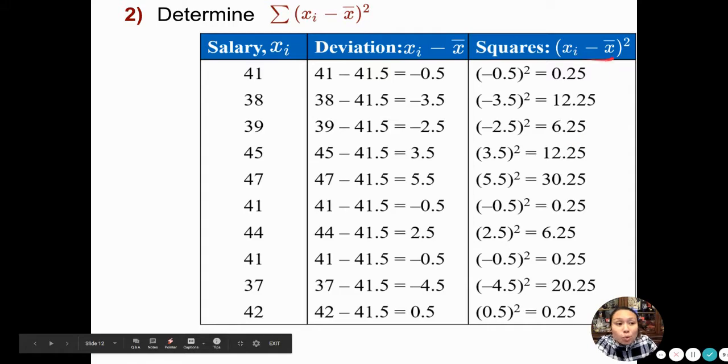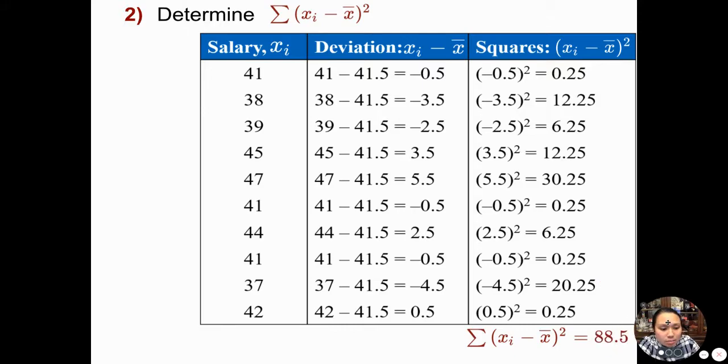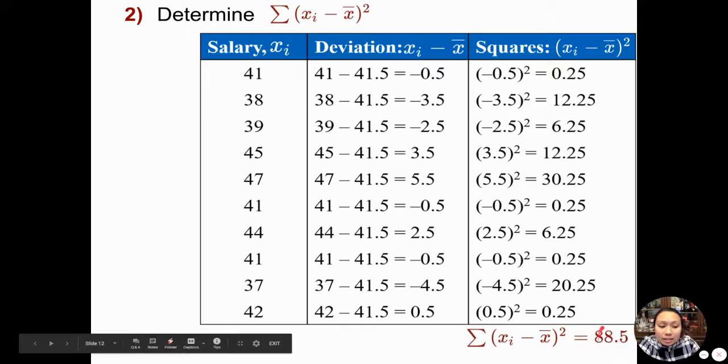Once we have squared it, the last thing we need to do according to step 2 is to sum it all up. That's what the summation symbol means. Order of operations: do everything on the inside, that's your deviation. Then take care of anything on the outside of the parentheses, squaring everything. And last but not least, summing it all up. And that gives us our sum to be 88.5.